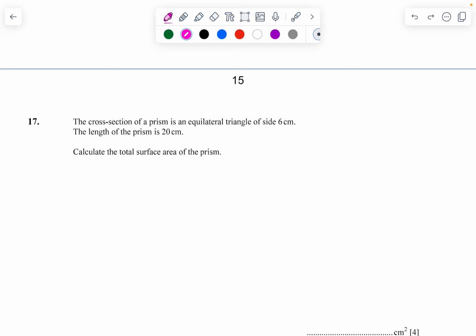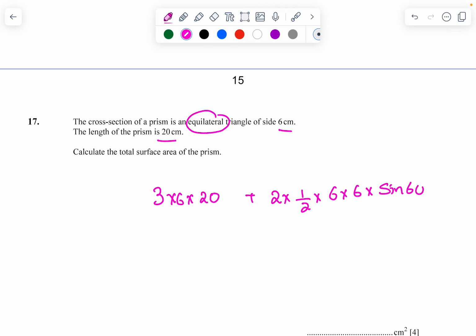But for this total surface area, the length of the prism is nothing but 20, and it is an equilateral triangle of 6 centimeters. So 3 times 6 times 20, plus what is there again? Two triangles will be there, 1 upon 2 times both the sides, 6 and 6, and the angle between them will be 60 degrees. Why is it 60 degrees? Because it is an equilateral triangle.